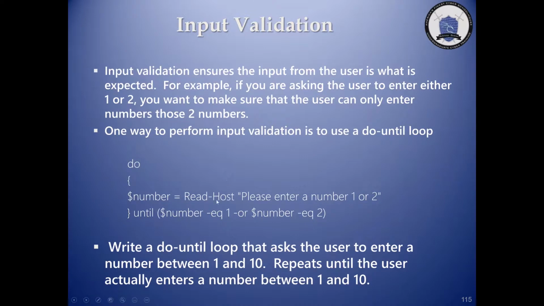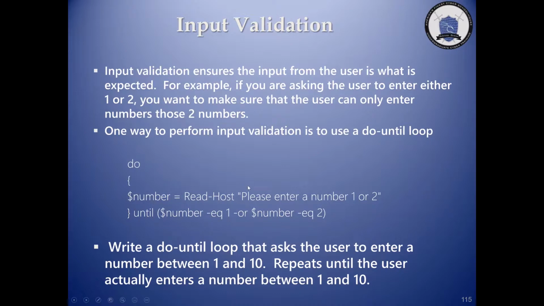All right. So again, if they enter 3, let's go ahead and check it out. Let's say, please enter number 1 or 2. They entered 3. Now number is equal to 3. Let's go and check it. Does 3 equal 1? Nope. Or does 3 equal 2? Nope. So that would be false. Because it's false and it's a do until, it loops again until they enter 1 or 2.